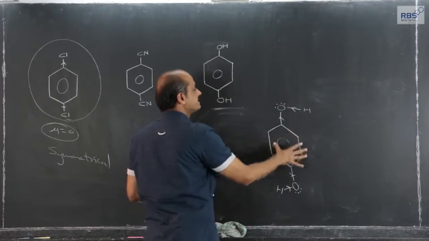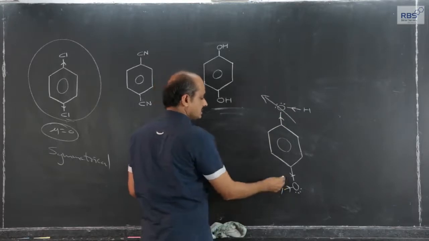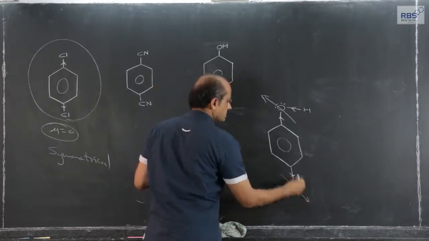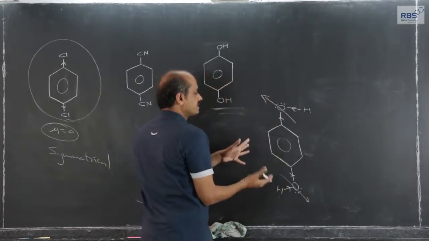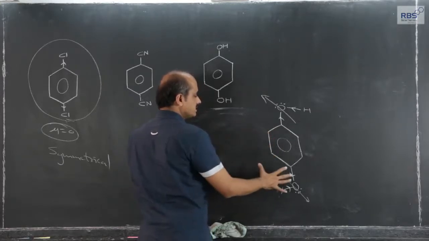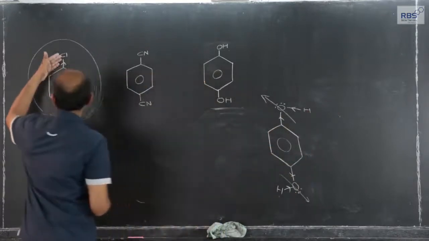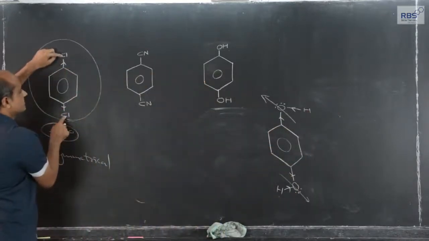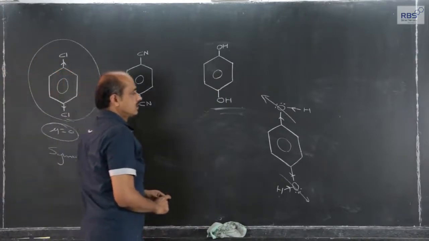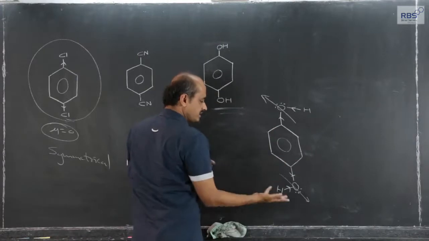They will not compensate each other's effect, because it cannot be three dimensional. If you look in a three dimensional way, this is not symmetrical. Here it is symmetrical. They compensate exactly each other's effect. On a plain board you may think that it is symmetrical, it is not.